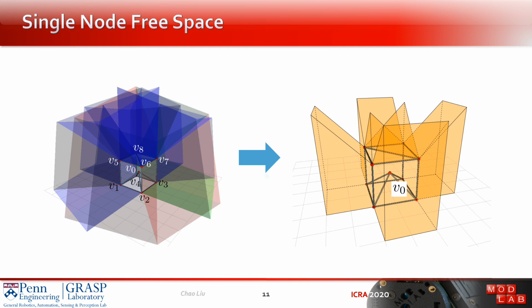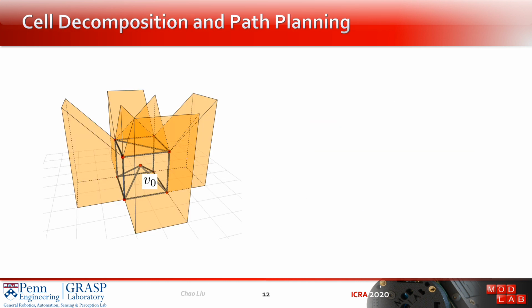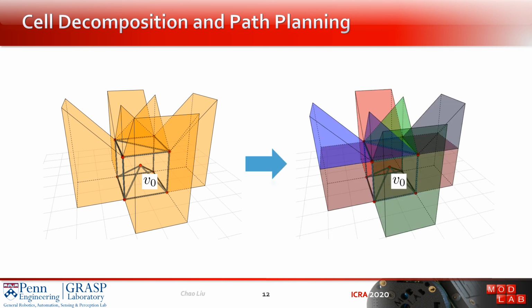The node V0 can move freely to any location inside this free space without collision, as long as its path is inside the space. Once we have this free space, which is usually not convex, it can be decomposed into multiple convex cells. Inside any convex cell, the node can move freely without considering collision. Then we can have a complete path planning solution for this node.